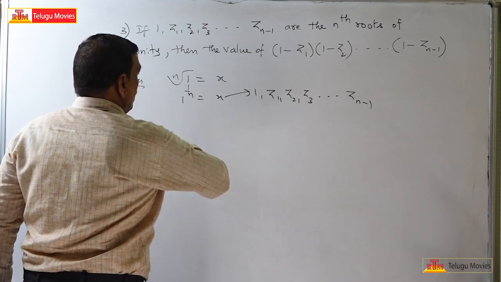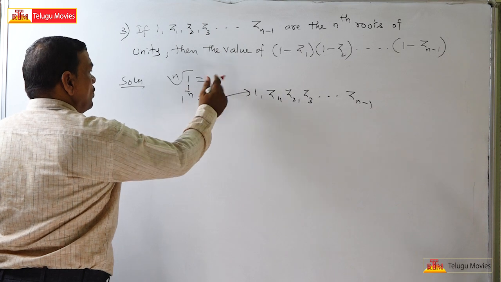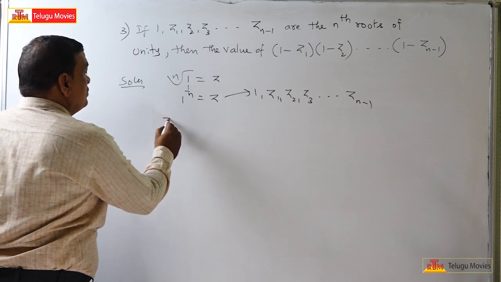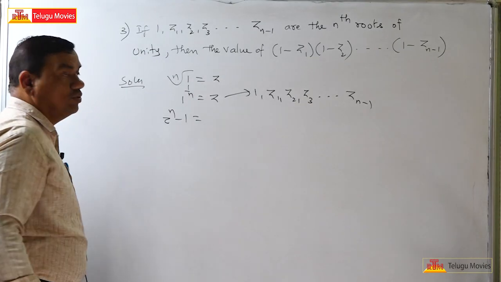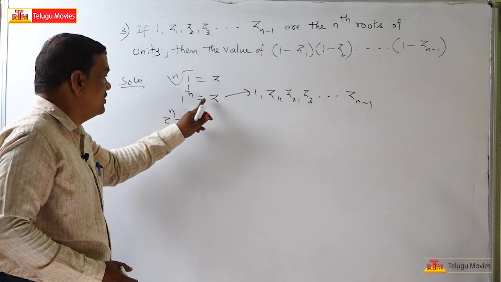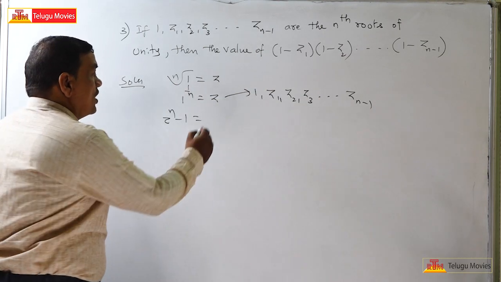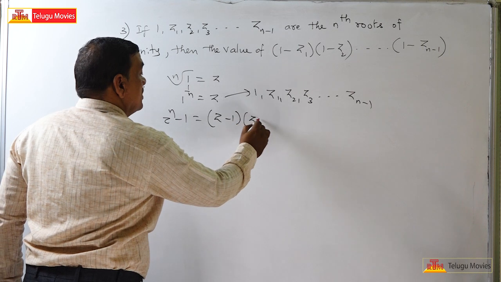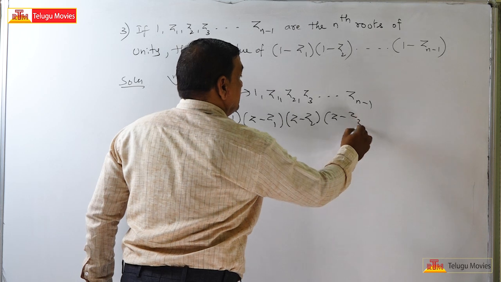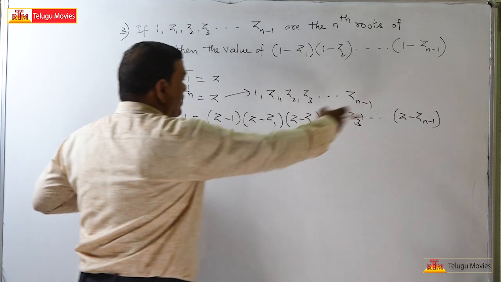So if we call the nth root as some z, no problem, since they are given in z, then z power n is equal to 1, that is, z power n minus 1 is equal to 0. So what are the roots? The roots are z minus 1, z minus z1, z minus z2, z minus z3, so on, z minus z n minus 1. So don't get confused here.